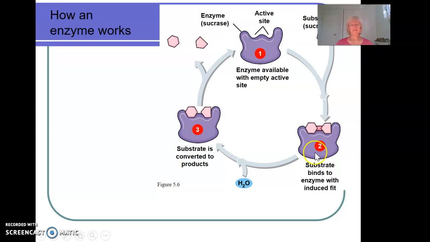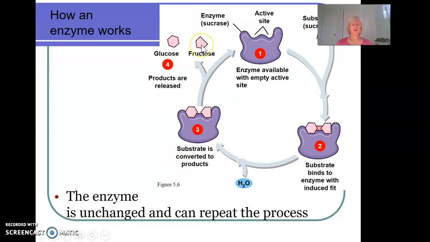Next, the substrate is converted into this product. For this bond to break, a water molecule has to be added, and this is called hydrolysis. And lastly, the two products, the glucose molecule and the fructose molecule, are released. And then the enzyme can start all over again, because the key thing here is that the enzyme does not change in the process. So the enzyme can be used over and over and over again. It's not involved in the actual reaction.